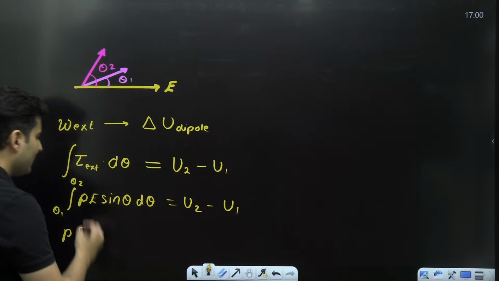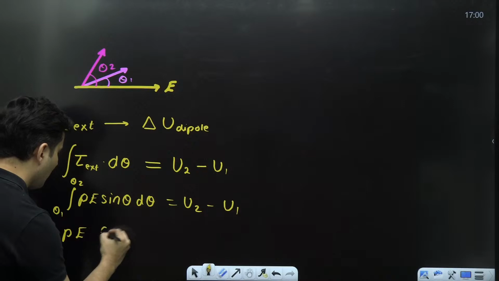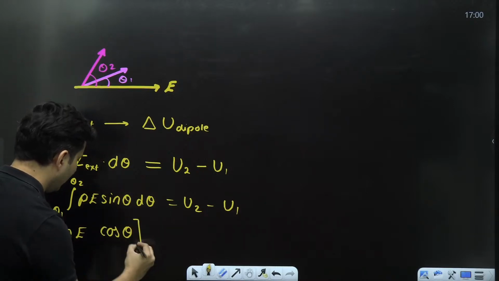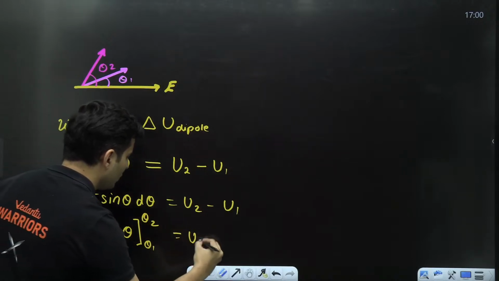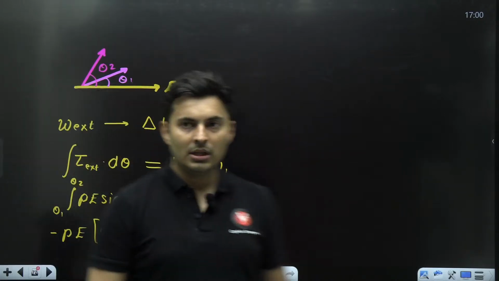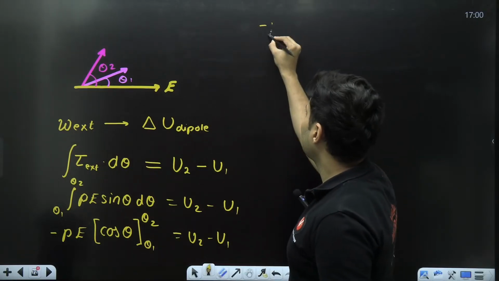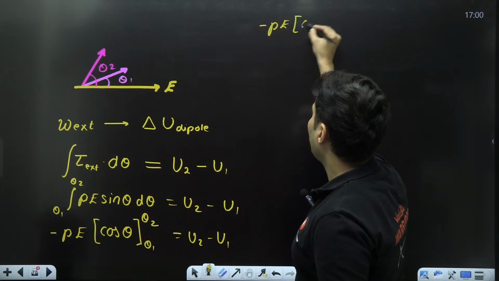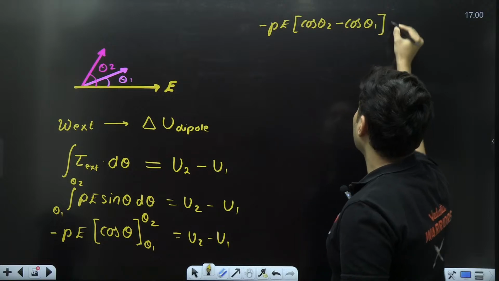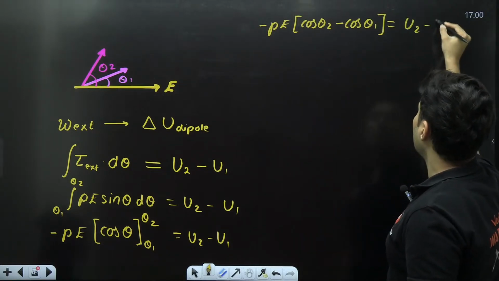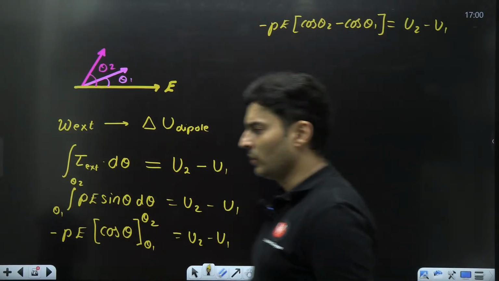So what is the integration of sine theta, guys? It is minus cos theta. Minus cos theta, and then I will put theta 1 over here, theta 2 over here, and this is U2 minus U1, of course. So put theta 2 first, then put theta 1, then subtract them. So minus PE, and then you have cos theta 2 minus cos theta 1 is equal to U2 minus U1. You can keep this minus sign as it is. Later on we'll think about it.